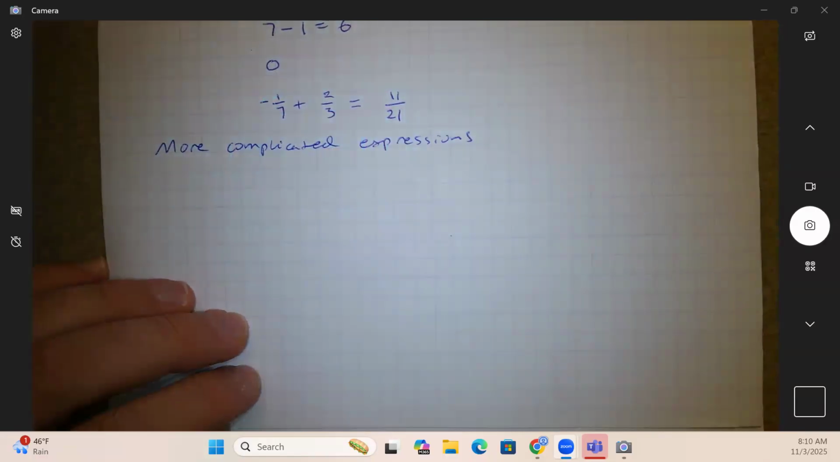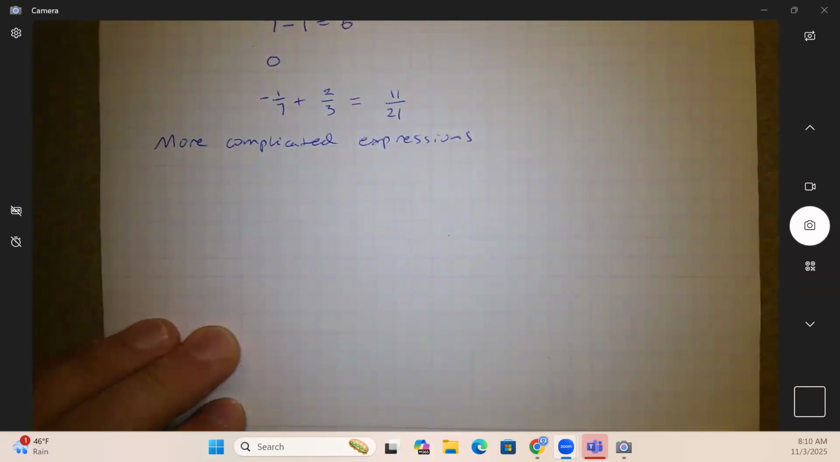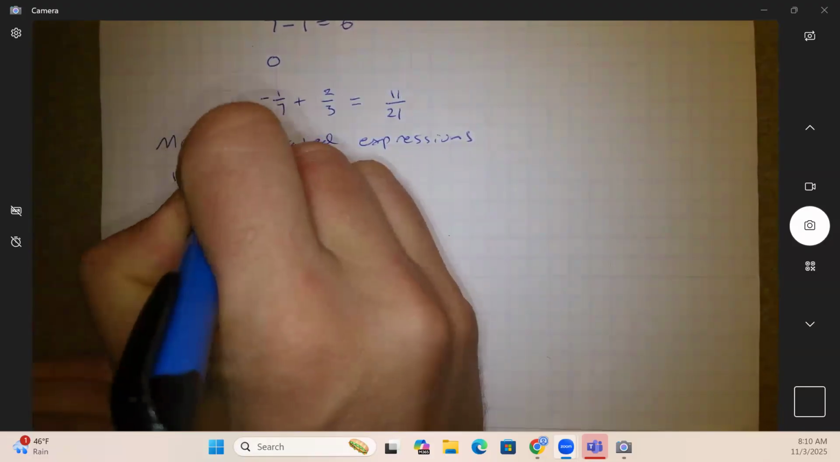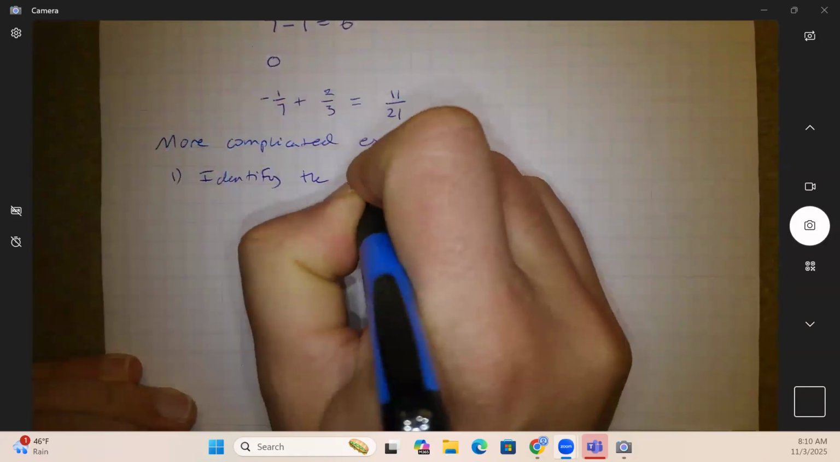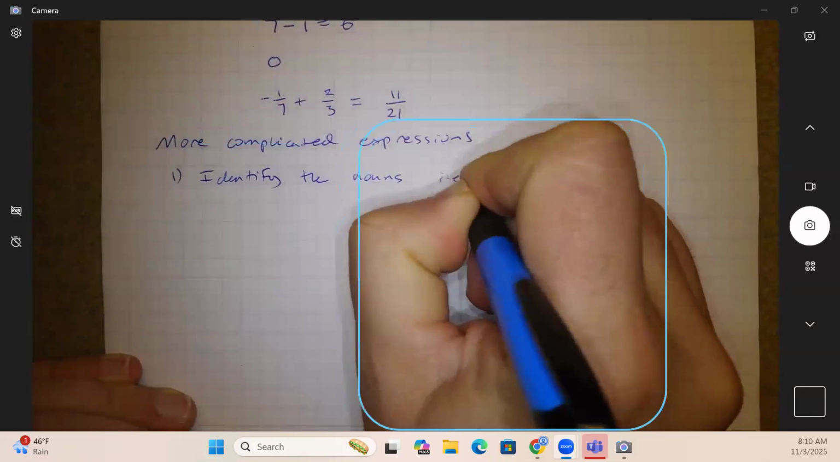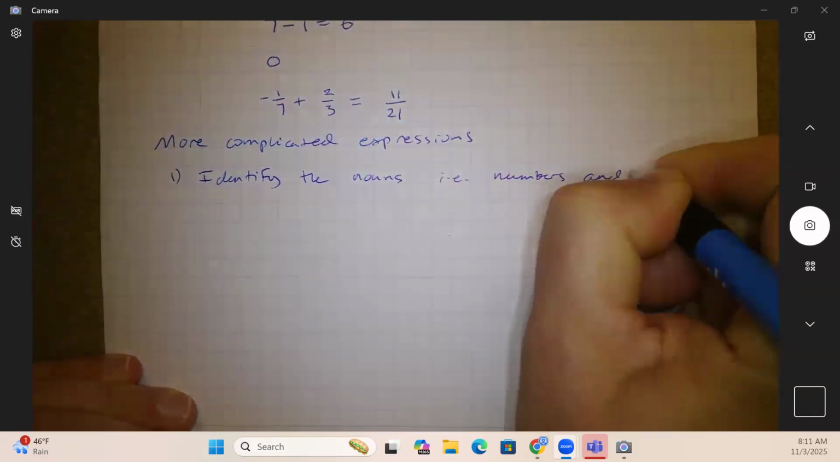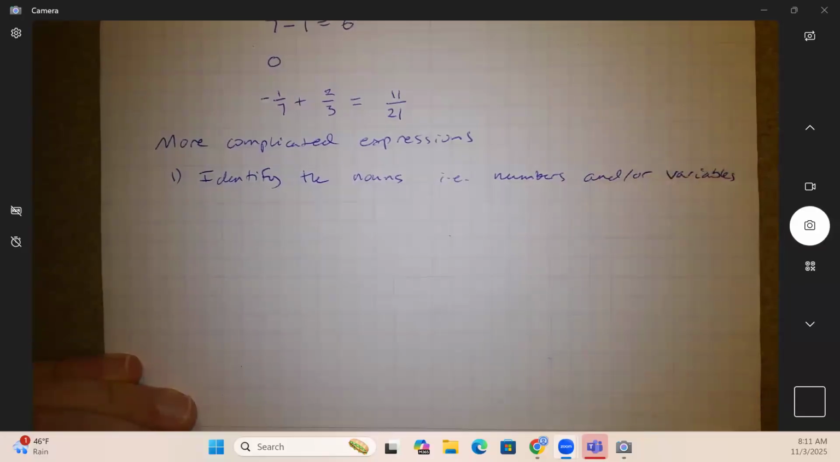So if we're working with more complicated expressions, there's basically 3 steps for working with complicated expressions. The first one is identify the nouns, i.e. the numbers and/or variables.